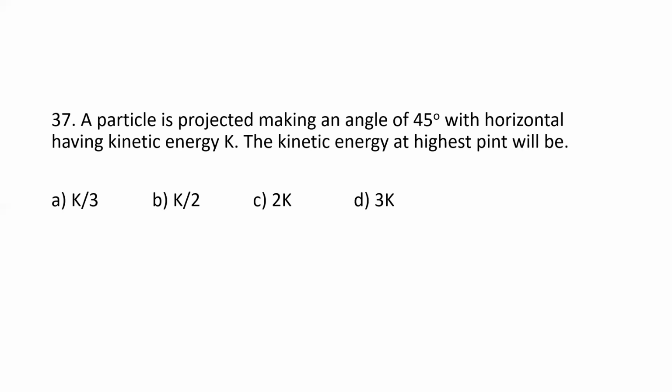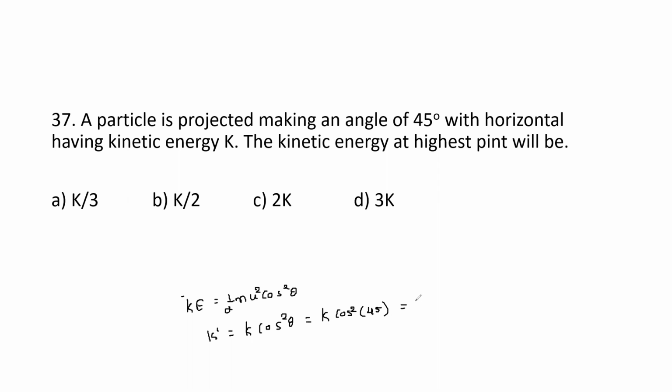At the highest point, as it is a projectile motion, the kinetic energy is given by half m u square cos square theta. The kinetic energy at the highest point is K dash is equal to K cos square theta, which is K into cos square theta value. Theta value is how much? It is 45 degree, which is given in the question.